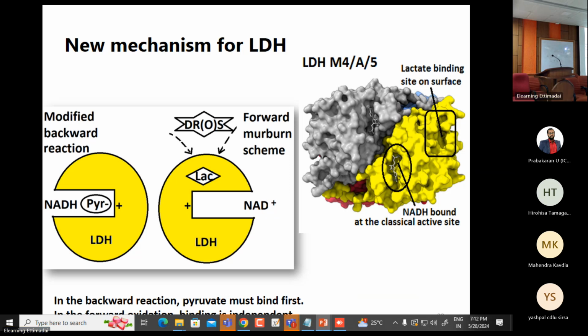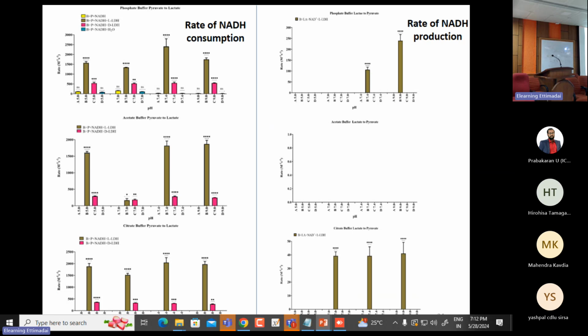I have marked that. So now going forward, I don't know if you are able to see this. This is an experiment done by Abhinav and his PhD scholar. If you take LDH enzyme, there is both the DLDH as well as LLDH. DLDH is a bacterial LDH which catalyzes D-lactate. LLDH is the one that we have in our system which catalyzes L-lactate. So both with D-lactate dehydrogenase as well as LLDH, what happened was, if you take the system, B is buffer, P is pyruvate, and NADH. Here we are monitoring the consumption of NADH spectrophotometrically.